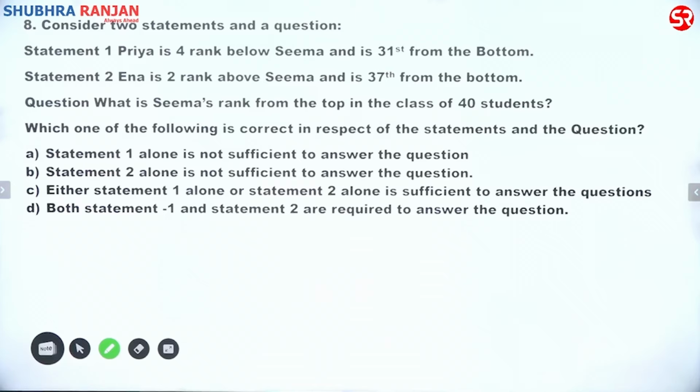Four ranks. If I'm rank 2, you are rank 6, 4 ranks below, but that's it. Fourth year, वैसे ही draw कर लेना. Priya is rank 4 ranks.